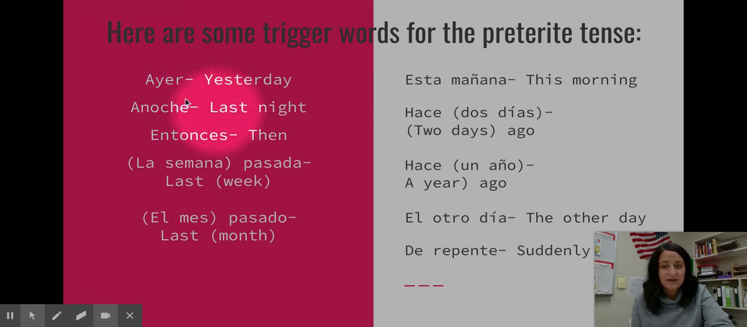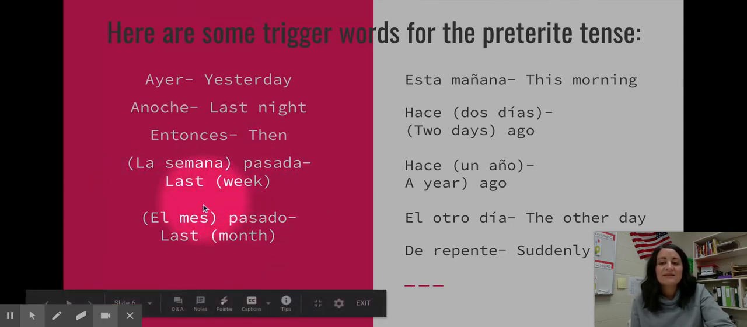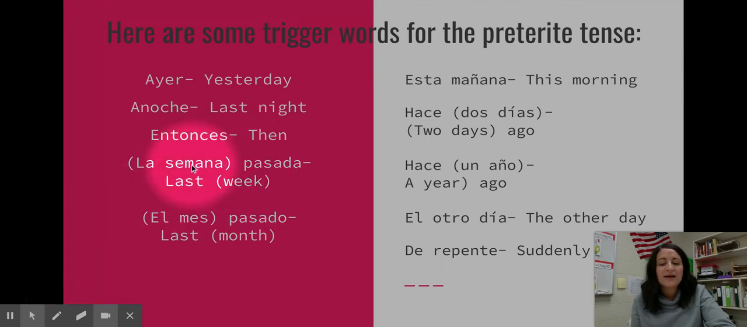Anoche means last night. Okay, again, when did it happen? Last night. We have a very specific time. Entonces means then. Okay, and then that thing happened. La semana pasada, or el mes pasado, or el verano pasado. Any of those kinds of phrases tell us, oh, when did that happen? It happened last week. It happened last month. It happened last summer. It happened last year. Whatever it was, we have a very specific time.